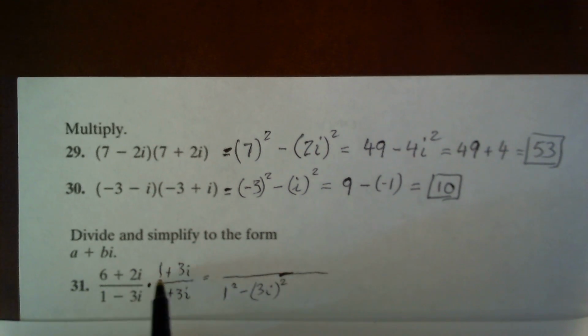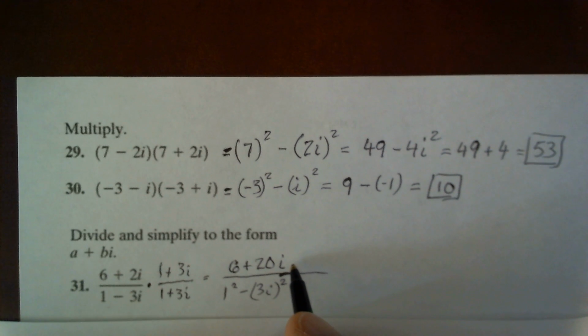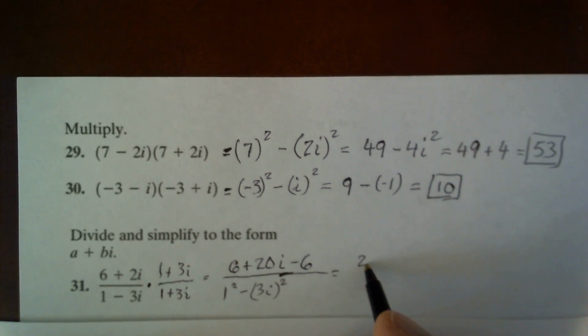And in the numerator we get 6 times 1 is 6, and 6 times 3i is 18i, plus 2i is 20i, and 2i times 3i is 6i squared, and since i squared is equal to minus 1, we get minus 6. So then in the numerator, 6 minus 6 is 0, we have 20i.